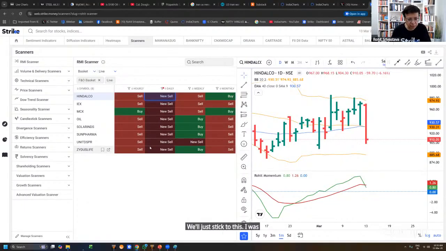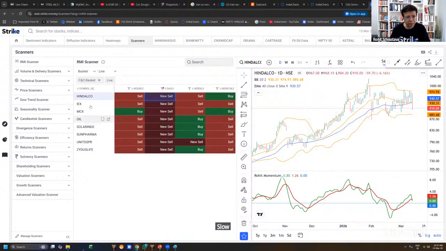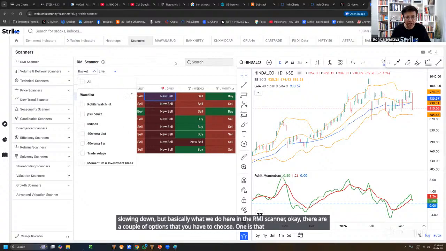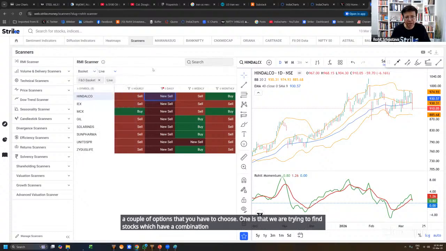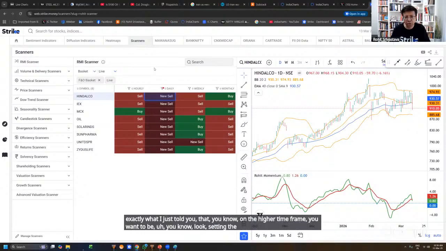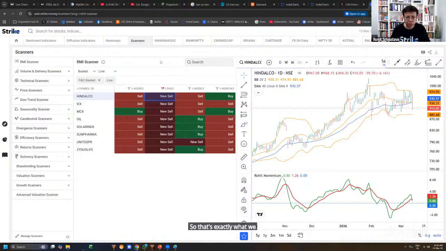I was trying to expand the screen, just giving some slowing down, but basically what we do here in the RMI scanner, there are a couple of options that you have to choose. One is that we are trying to find stocks which have a combination of buy and sell on different time frames. Exactly what I just told you, that on the higher time frame, you want to be setting the trend, and on the lower time frame, you want to find the signals. So that's exactly what we're going to do using the RMI scanner.